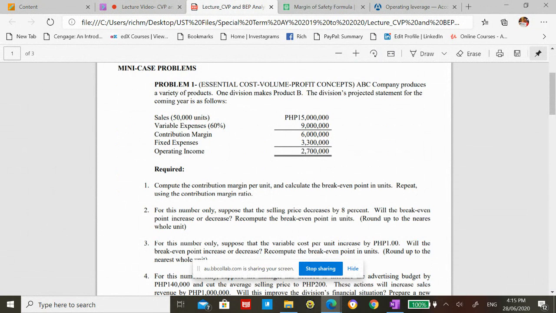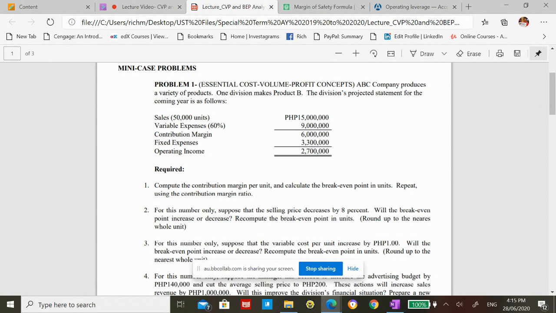ABC company produces a variety of products. One division makes product B, and the division's projected statement for the coming year is as follows. So take note, this is a variable costing income statement. The company is using a variable costing income statement, and we have sales of 50,000 units, so the total sales is 15 million. Then we have variable expenses, a combination of cost of goods sold or product cost and the variable selling and administrative expenses, because there was no distinction given.